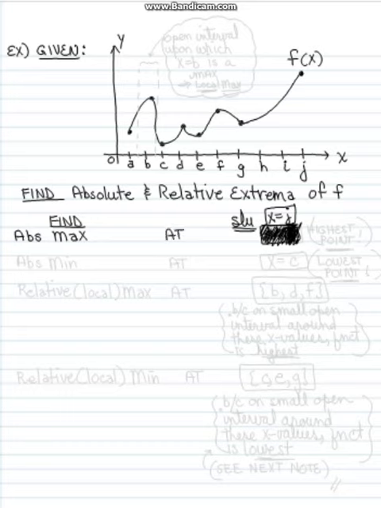Look at the graph. Where's the highest point? It corresponds to the x-coordinate x equals j. That's where the highest point of the function is. So that's an absolute max.